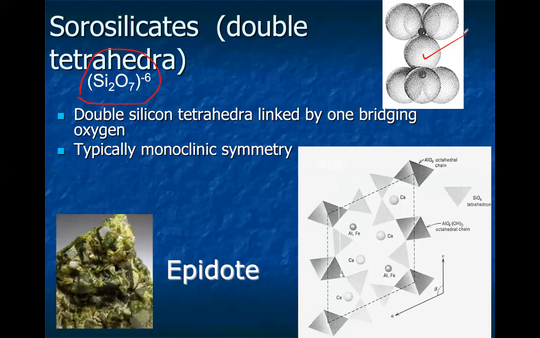You can see clearly two tetrahedra are interconnected. Okay. Typically, they have monoclinic symmetry. So you can remember your crystallography knowledge from the first year. You can see they have a monoclinic symmetry, right? So one axis is inclined. Here you can see that clearly. So epidote is one of the examples. This is one of the minerals we find in some rocks. It is a greenish mineral. This is one of the examples for sorosilicates.